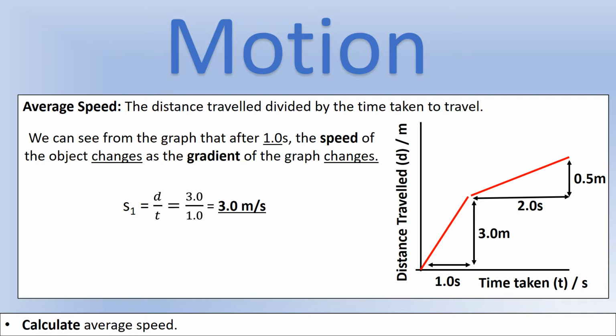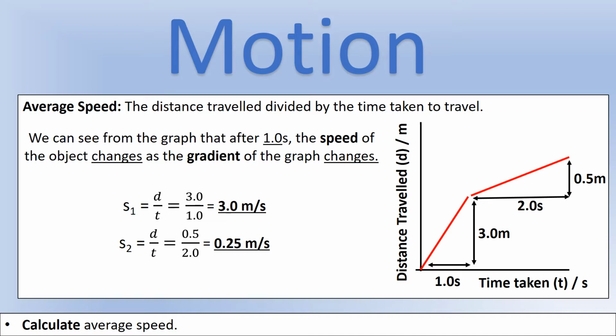In the second time period, we can see that the average speed will be 0.5, which is the change in y, divided by 2.0, which is the change in x, giving us an average speed of 0.25 meters per second in that section, which we can see is a smaller value. So that's how we can actually calculate the average speed.